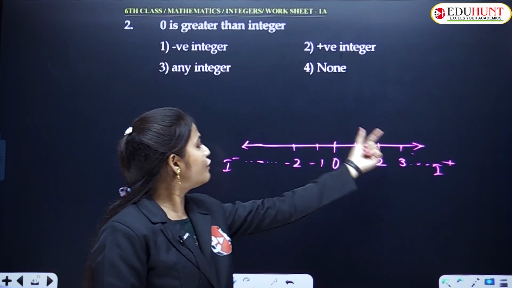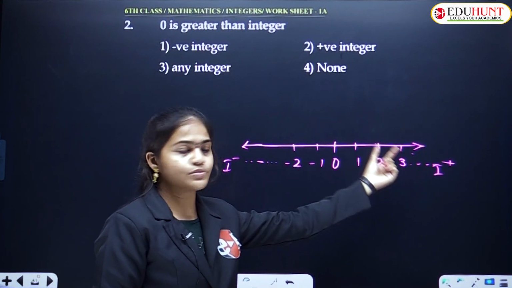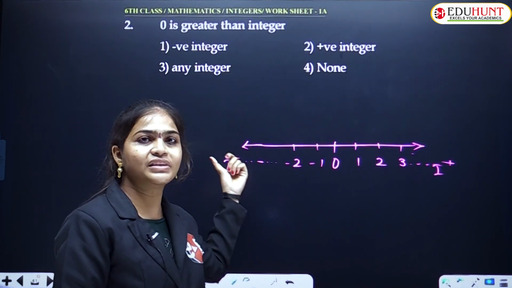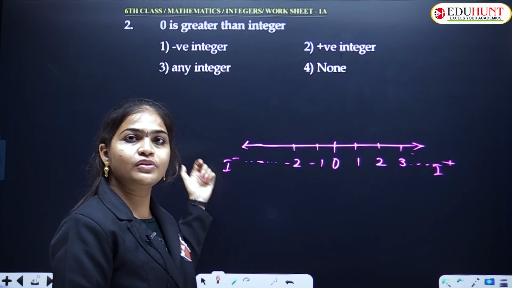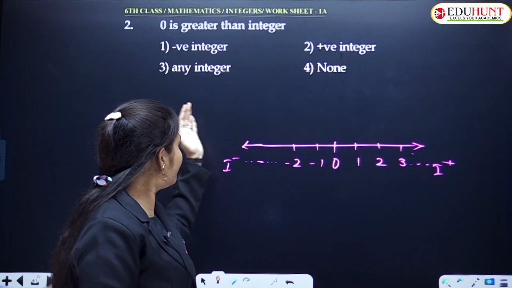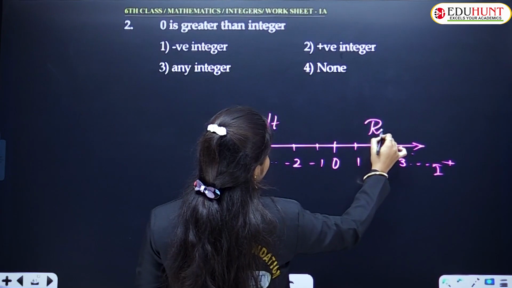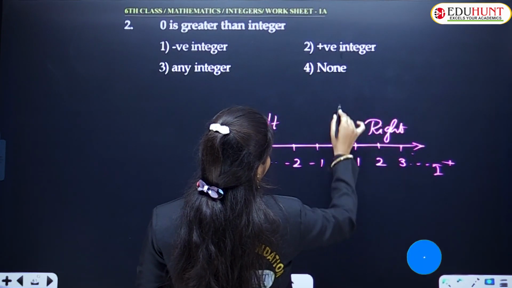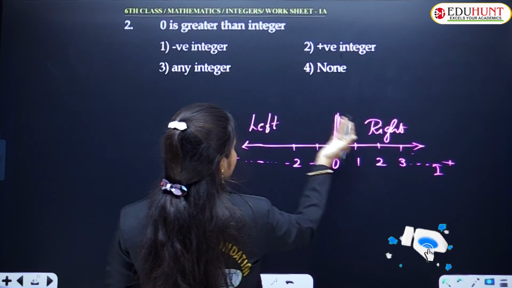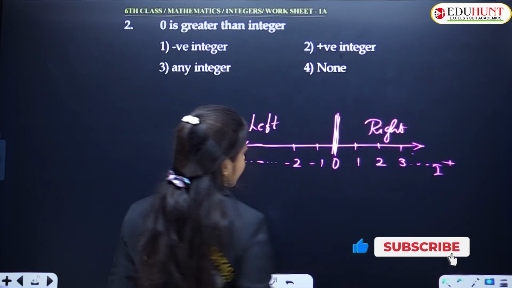So, right side of 0, all the values are positive values. And the left side of 0, we are having the negative values. When you observe this number line, moving from left side to right side, this is the left side and this is the right side of 0. Okay, and this is 0, no? So 0 left side and 0 right side.